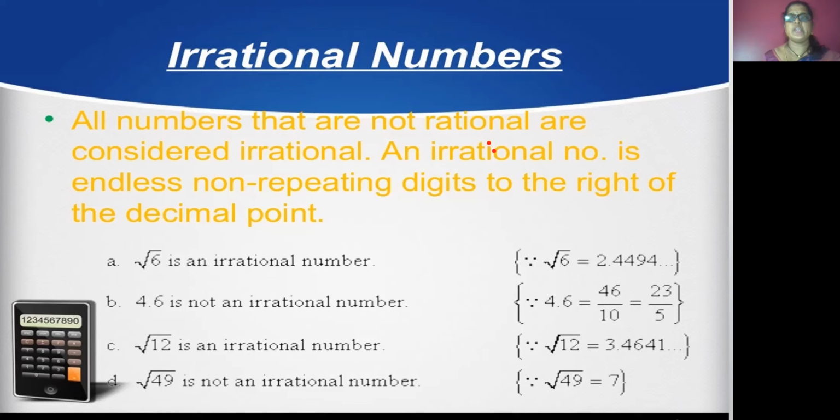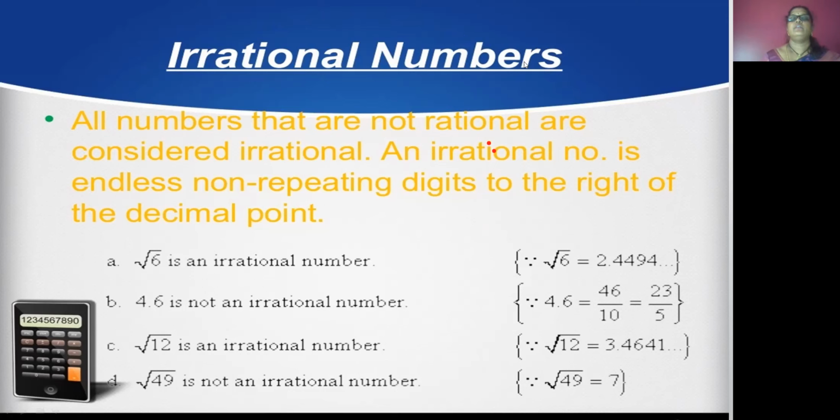Is root 12 an irrational number? Yes, because it's 3.4641 and goes on, a non-recurring decimal. Root 49 is a perfect square number, so it is not an irrational number. It is a rational number because we can write it in the form of P by Q.